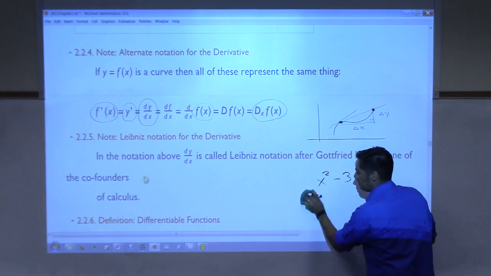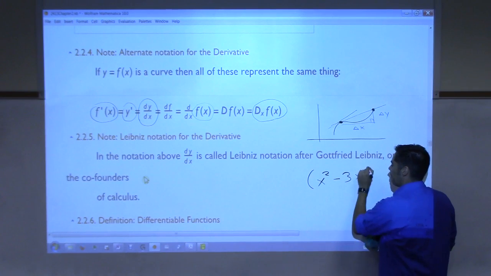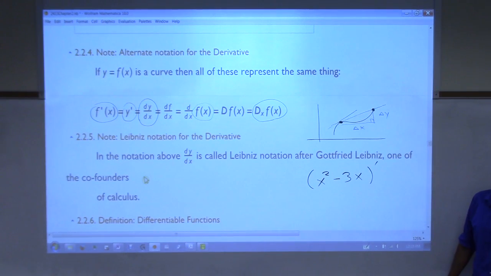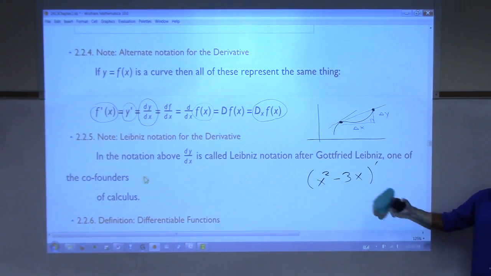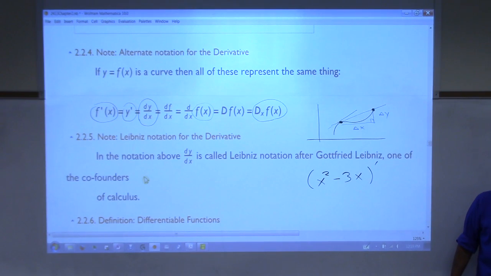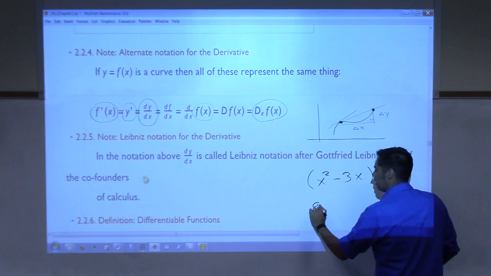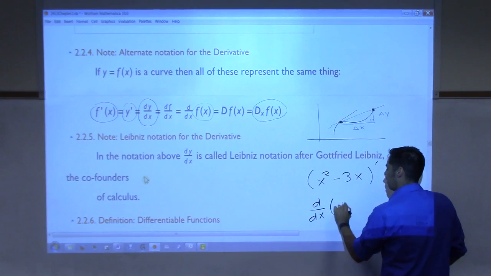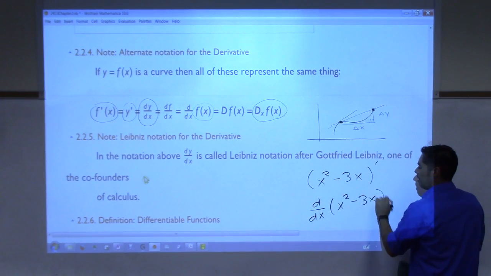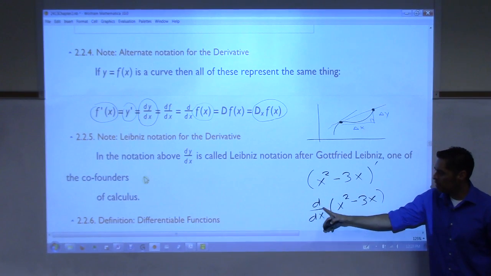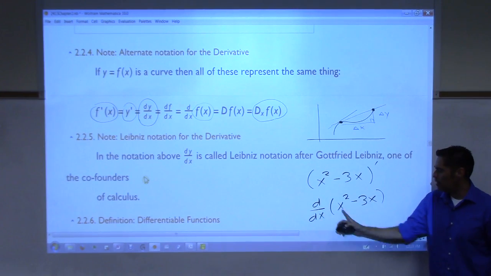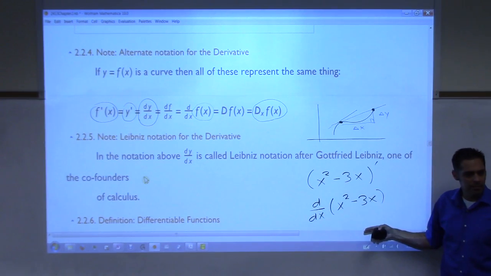I'll show you another way I could have written this right here. I could write this like that, and that would mean take the derivative of that. I could write this, d dx, x squared minus 3x. That would mean, take the derivative, treating x as your variable, of this. These are the same. Understand?